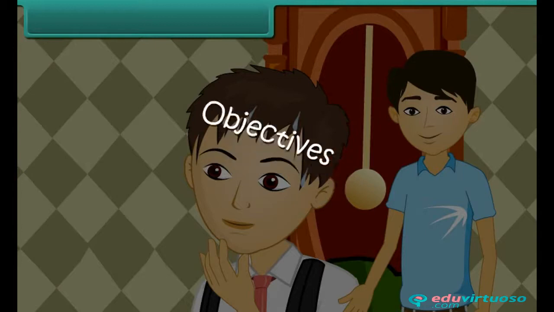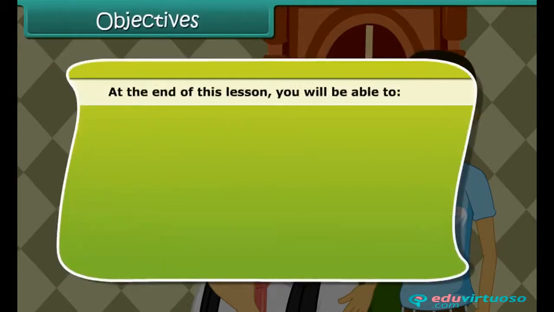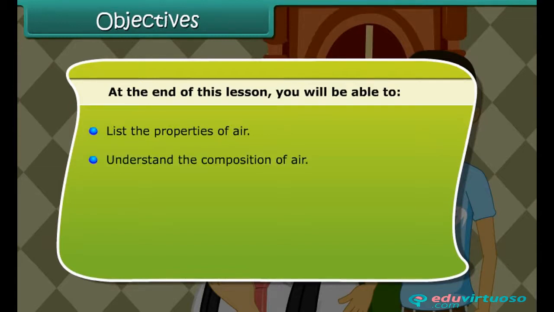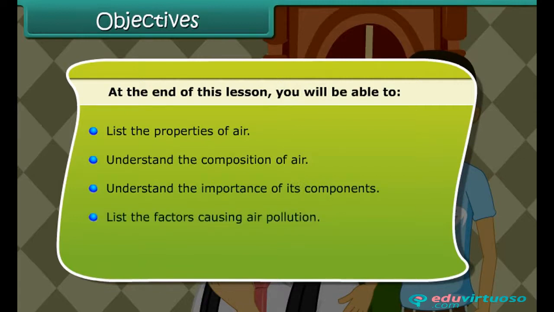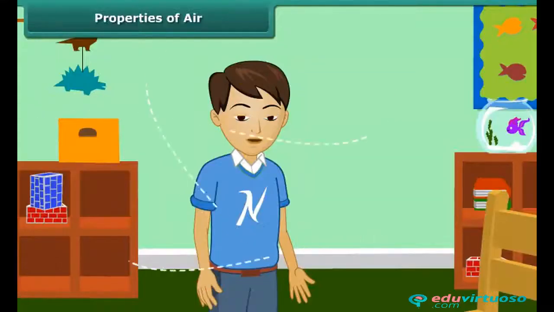Objectives. At the end of this lesson, you'll be able to list the properties of air, understand the composition of air, understand the importance of its components, list the factors causing air pollution, understand the power of wind. We all know that there is air around us.